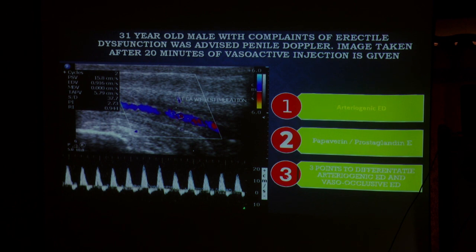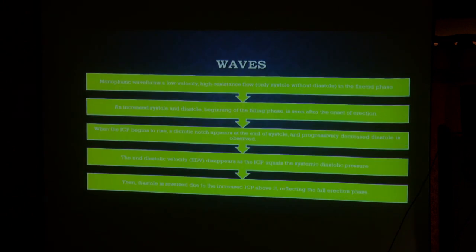So I will tell you the answers. This is a case of arteriogenic erectile dysfunction, because if you see here, the velocity is less than 20. If you can read, the PSV is just 15.8, the diastolic velocity is 0.91, and the resistive index is 0.944. What happens in a normal patient is, after you inject papaverine, there will be dilatation of the cavernosal artery, and you will be able to see an increase in diameter of the cavernosal artery. Then you have to perform a Doppler examination and measure the peak systolic velocity and diastolic velocity as well as the resistive index.